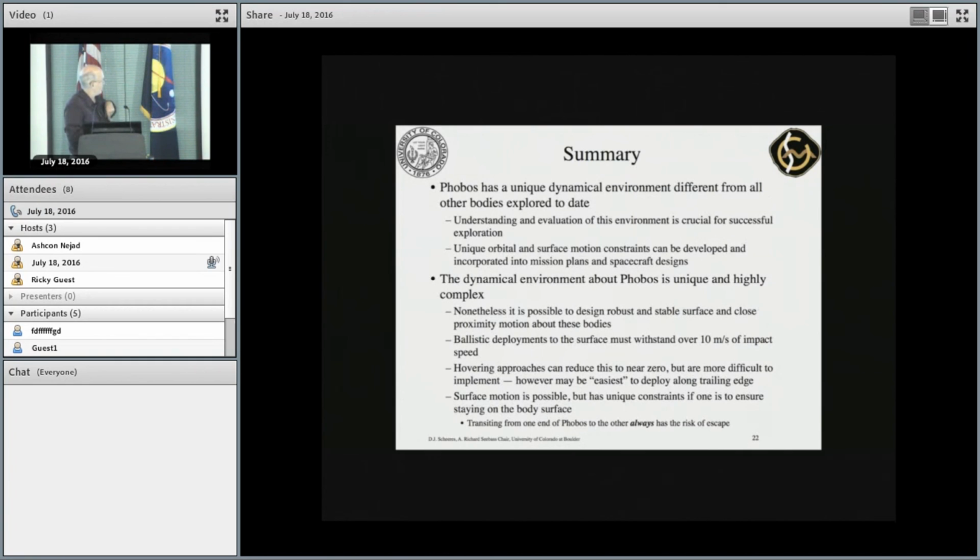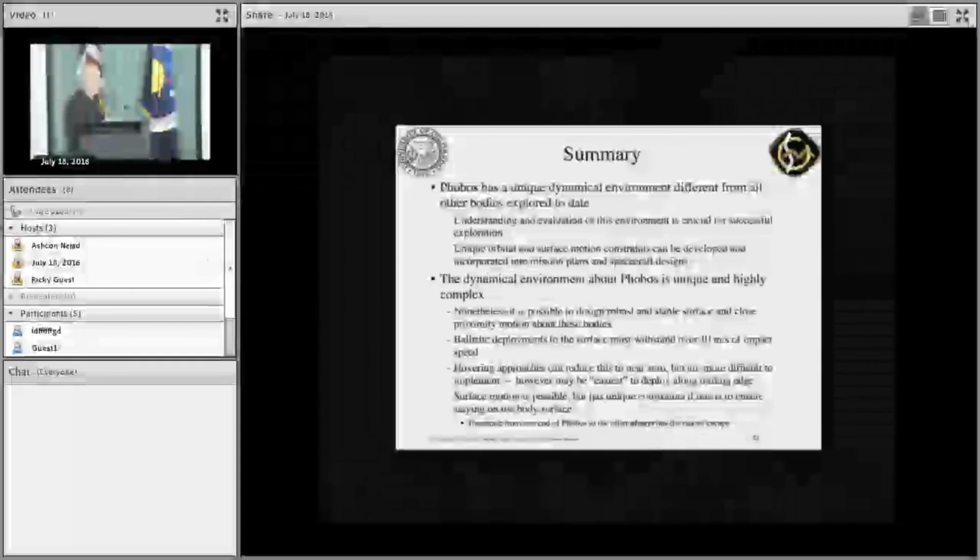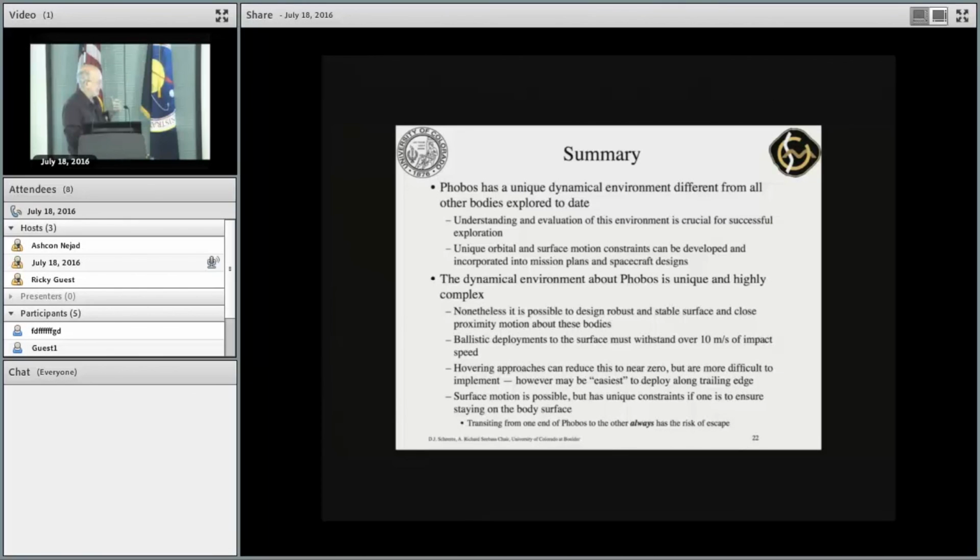We've also analyzed Deimos in the past. But in summary, Phobos has a unique dynamical environment. And to explore this environment, it's crucial that we understand and explain it. And that's what we've been trying to do with this study. Thanks.